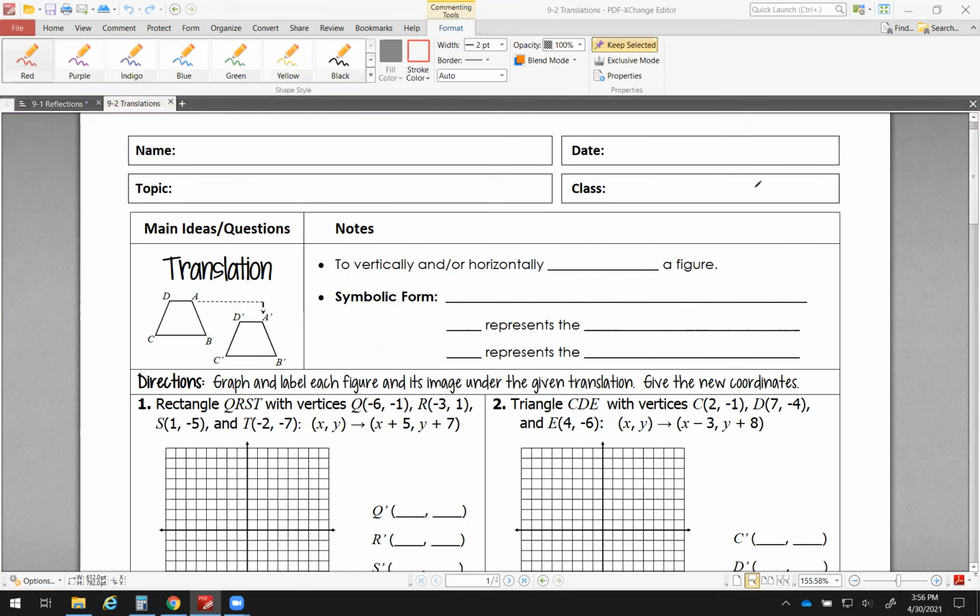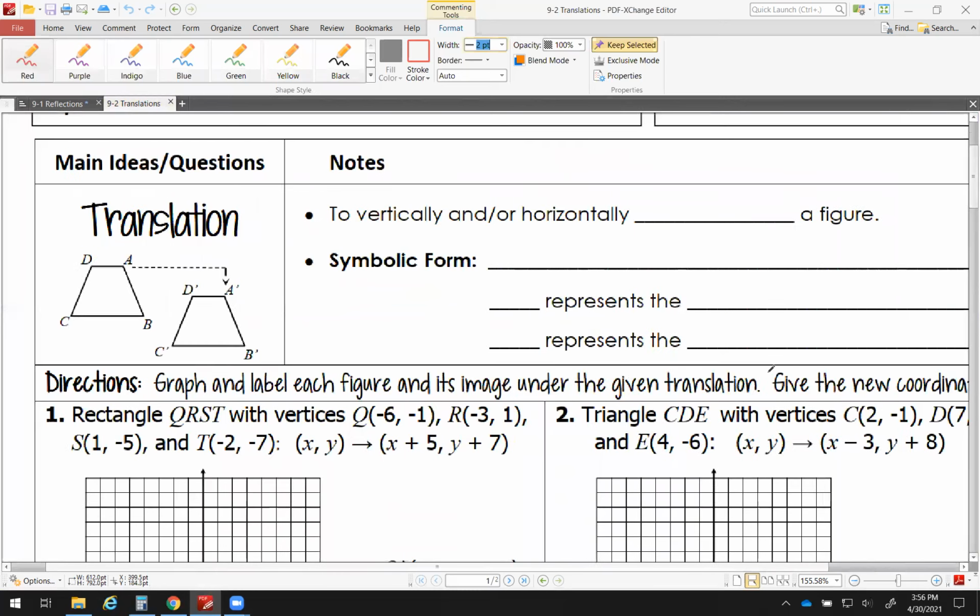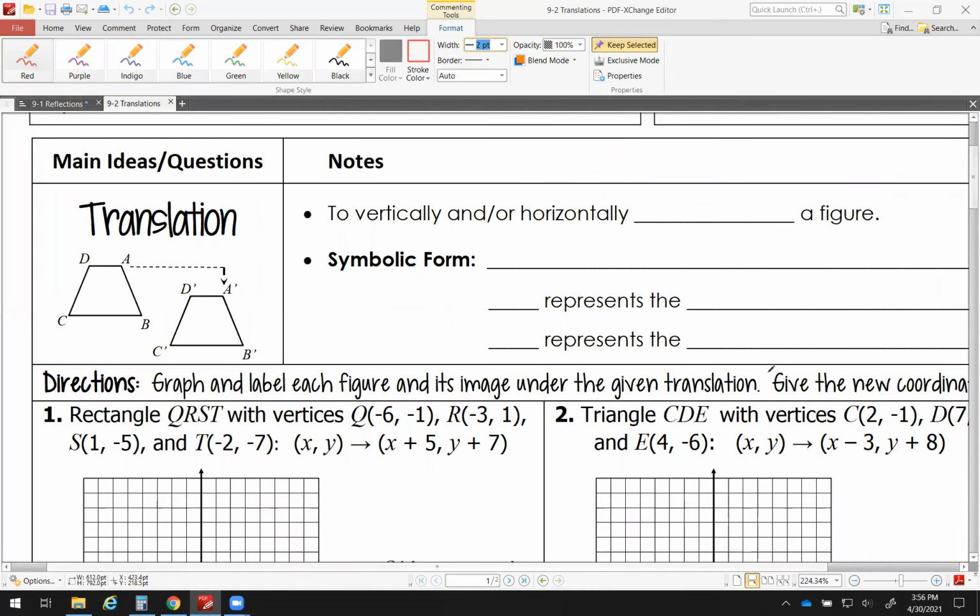Okay, here we go. So a translation is a different kind of transformation, and it's literally just vertically or horizontally sliding, also known sometimes as shifting. Okay, a slide or a shift. And if you actually had a physical trapezoid in this case, and you just grabbed it and slid it across the paper to the right and down, that's a translation.